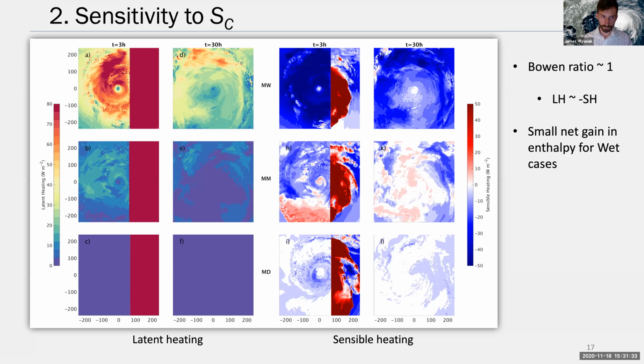flux. So over the ocean, latent heating typically dominates sensible heating, sometimes by as much as an order of magnitude. Here though, over land, the two are of comparable magnitudes and effectively cancel each other out. Overall, for these simulations, we do see a small net gain in enthalpy for the wet cases. And this is going to help explain why the sensitivity to SC increases in time.